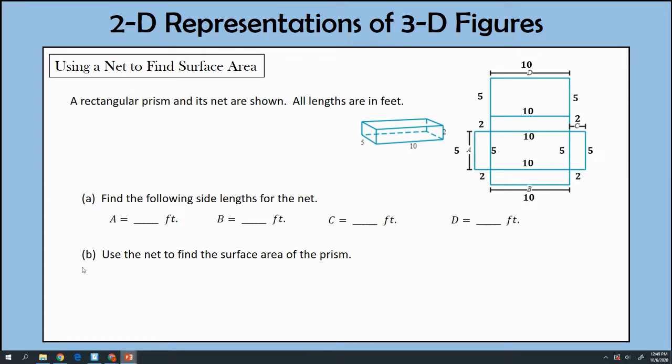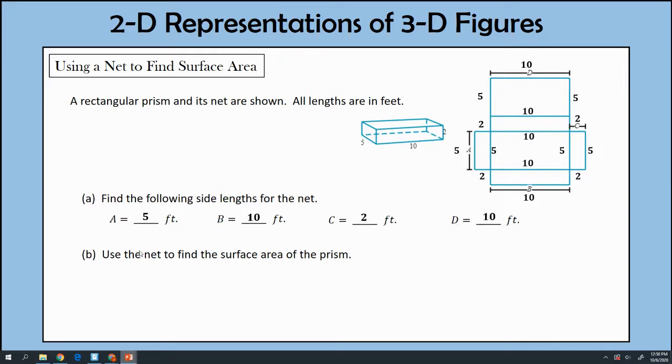So if I project my numbers onto this, I get a shape that kind of looks like this with labels. So I use this to answer the first question. How is A represented? Well, that should be 5 feet. B, where's B at? B's down here. So B would be 10. C is here. That's 2. And D is here. That's 10 again.